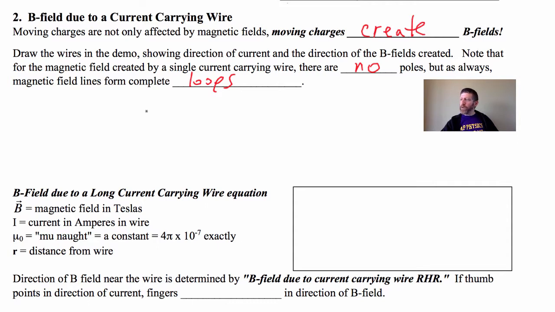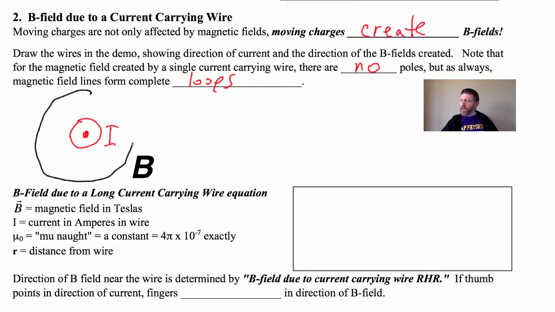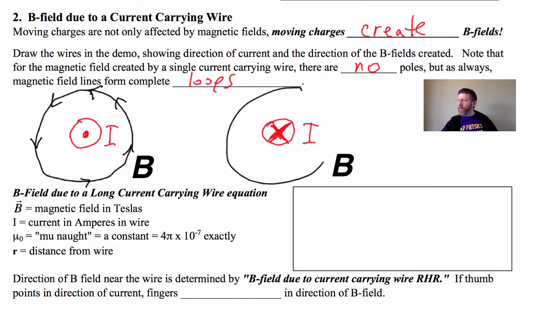So in that demo, here's what we had. We had current coming out of the page on the one part, that's current, and the magnetic field looked like this. It goes around in a circle like that. In contrast, when the current was going into the page like this, the magnetic field was still a circle around that wire, but it pointed in the opposite direction, in this case clockwise.